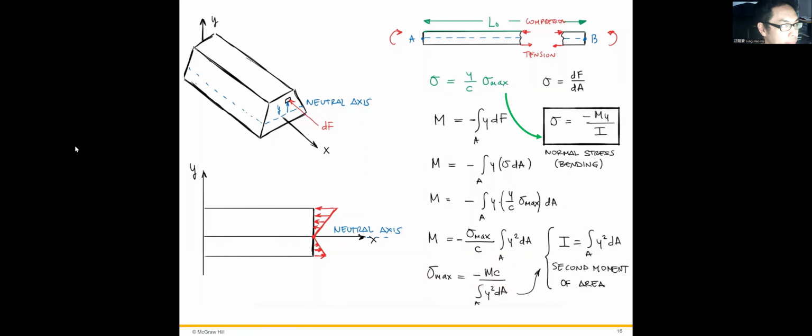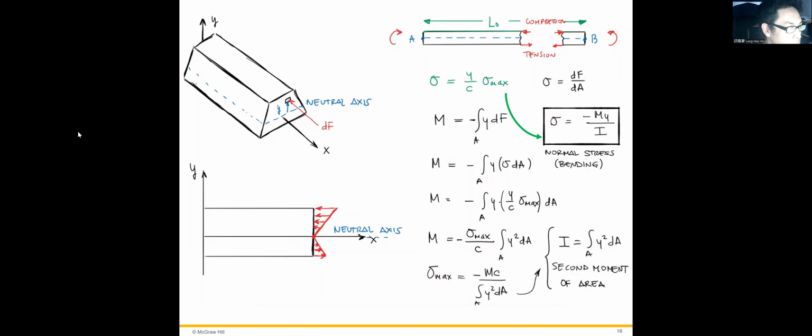And then the normal stress due to bending equals My over I. If we want to focus on the top surface, we just replace the y with c, the distance from the neutral axis to the top surface. If we want to focus on the bottom surface, the stresses applied to the bottom surface, we just replace y with the distance from the neutral axis to the bottom surface. Okay.